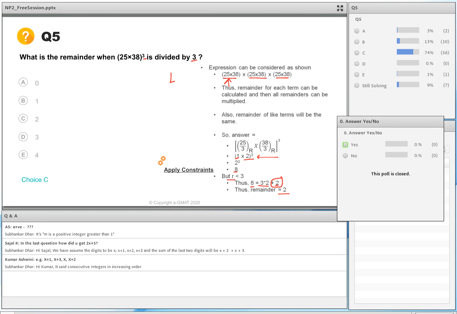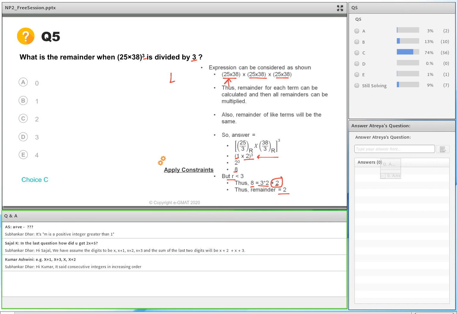All right. Is the solution clear to all of you? Are you all with me? Please mark a yes if you are. That sounds perfect. Let's now move into the next question. I'll hide the poll here. Let's move into question number 6.